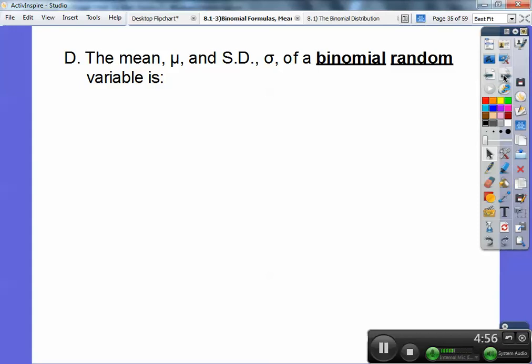Okay, all right, so the mean mu and standard deviation sigma of a binomial random variable is this, you guys. The mean is just the number times your probability, and your standard deviation, this is just a formula you guys can use, is the square root of the number times the probability times 1 minus the probability.